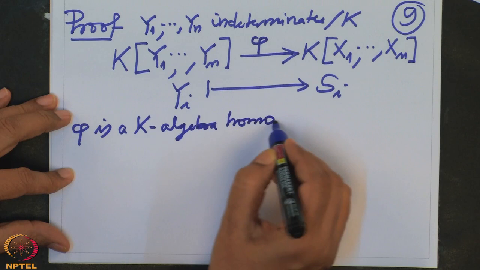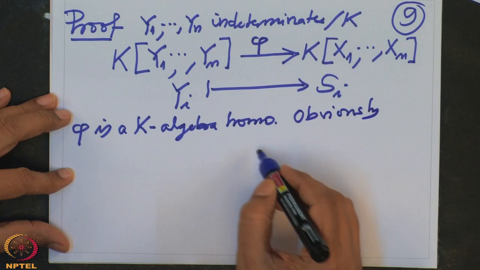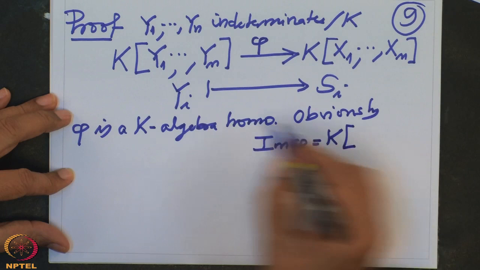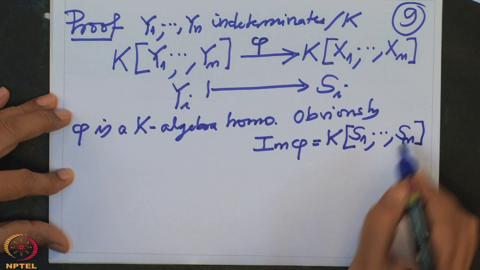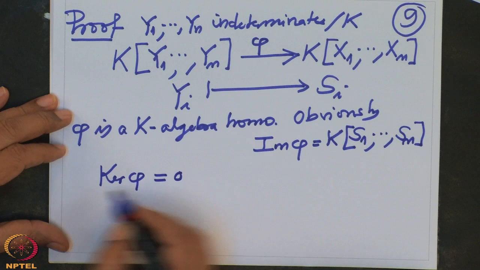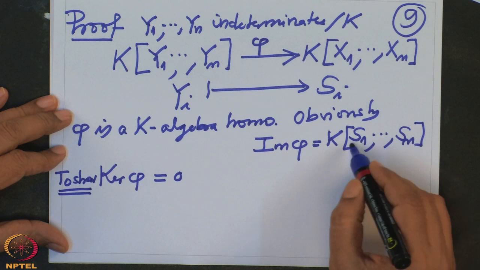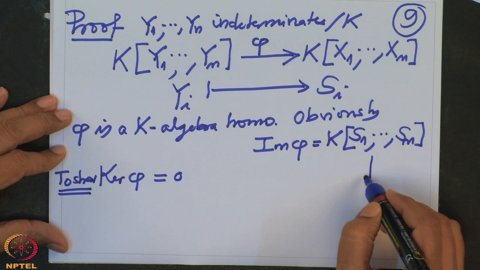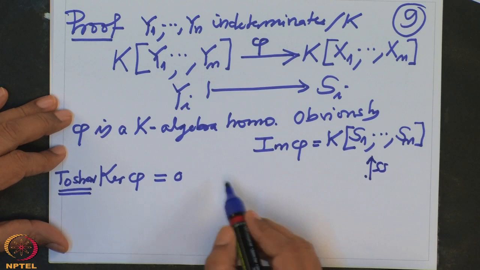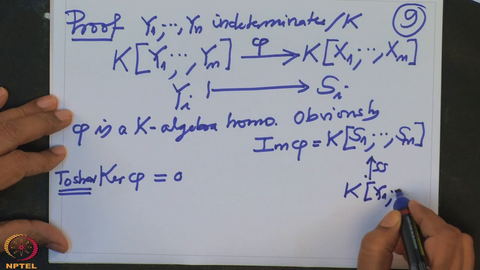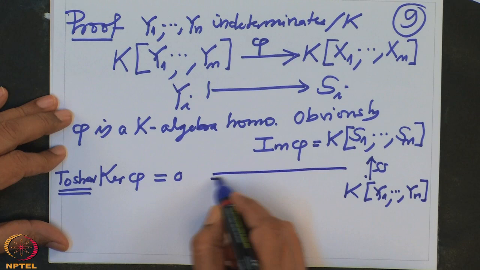Obviously, the image of phi is the K-subalgebra generated by the images of Yi, that is s1 to sn. And I now want to show the kernel of phi is 0. Once I show this, the K-subalgebra generated by the elementary symmetric polynomials will be isomorphic to K[Y1, Y2, ..., Yn] mod kernel. But if I have proved the kernel is 0, this will be isomorphic to K[Y1 to Yn]. So I have to prove that the kernel is 0.